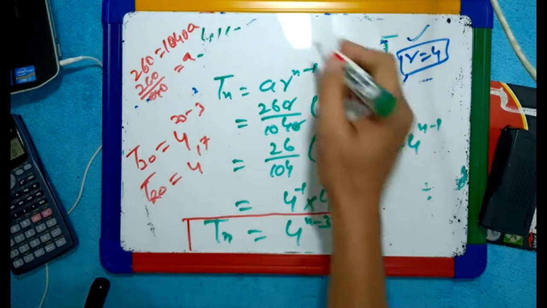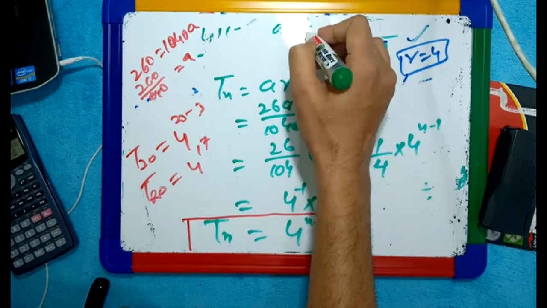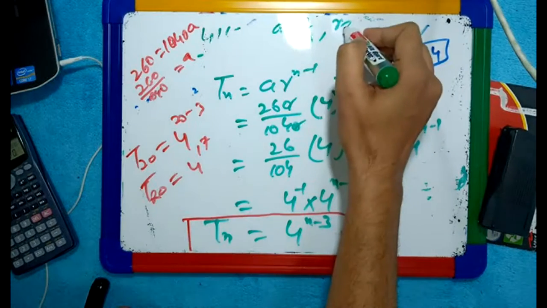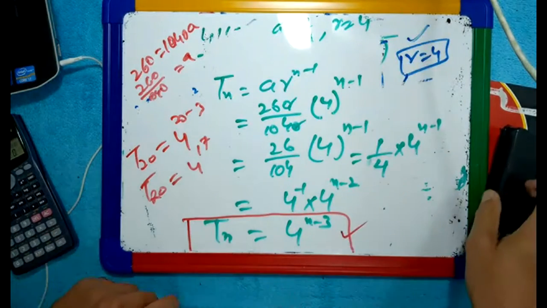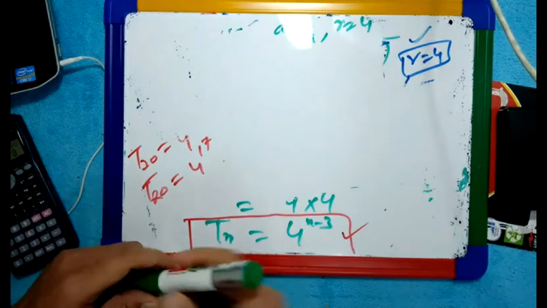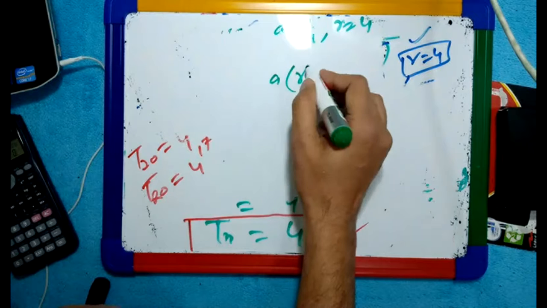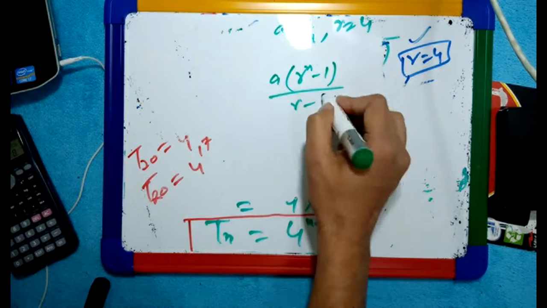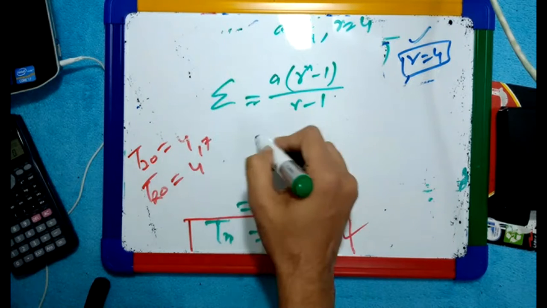A is 1 over 4 and R is 4. Now we will calculate the sum. Isn't there a formula? A(R^n minus 1) over R minus 1? Yes, you are right. The formula is A(R^n minus 1) over R minus 1. This is the sum formula. So how many terms?